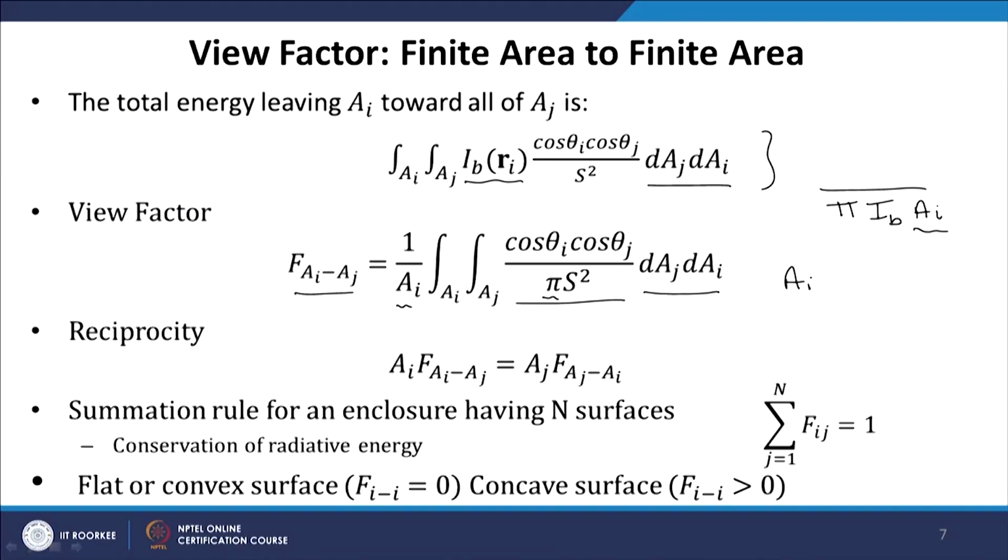Now, this expression Ai times F Ai-Aj is symmetric. Okay. This expression is symmetric, that is, when we change the i and j indices, the expression does not change. So, from this we can conclude that Ai times F Ai-Aj is equal to Aj times F Aj-Ai. So, that is, the reciprocity theorem is valid for view factors on finite areas as well.